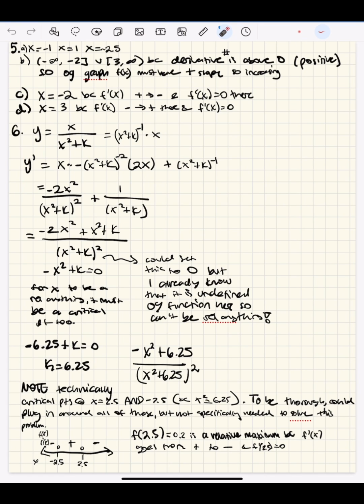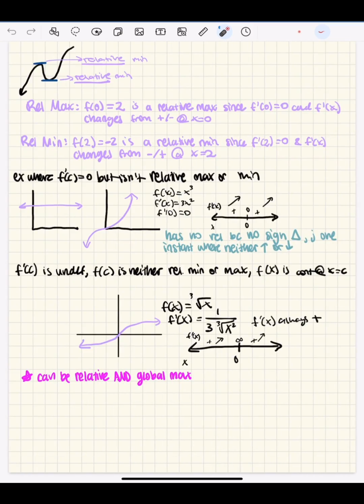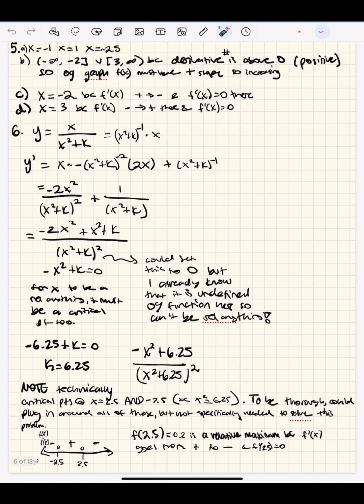Two things. One is that the question at the end ultimately does ask if the point is a relative maximum or minimum, which is why you have to do the number line to help you see. And also you might know that saying f of 2.5 equals 0.2 is a relative maximum because this goes from positive to negative at x equals 2.5. It's a little bit different from over here, but either one is fine because they are fundamentally the same thing.